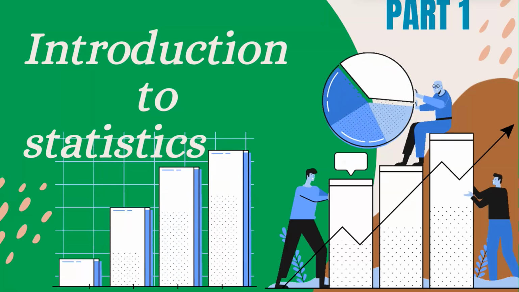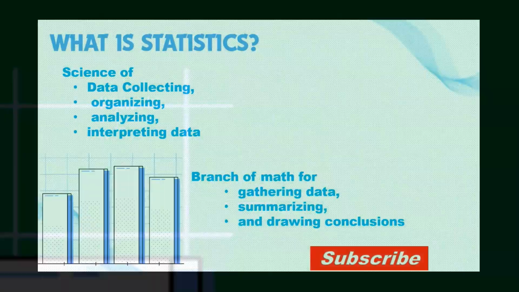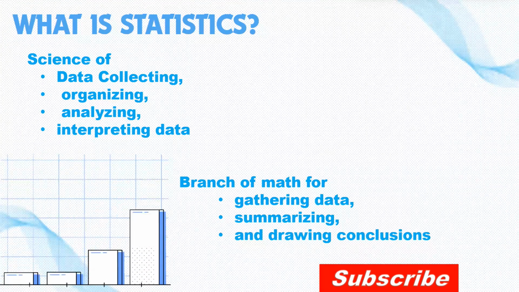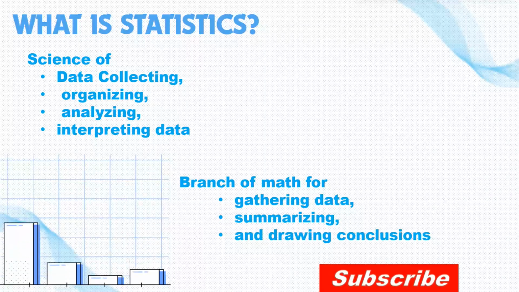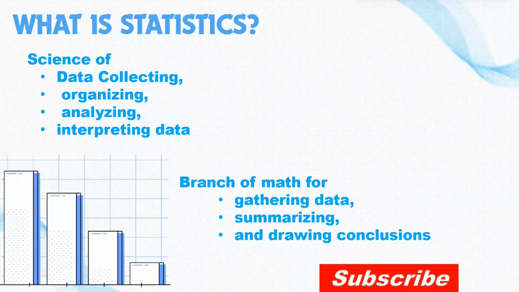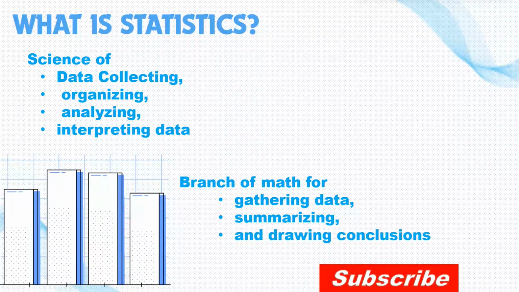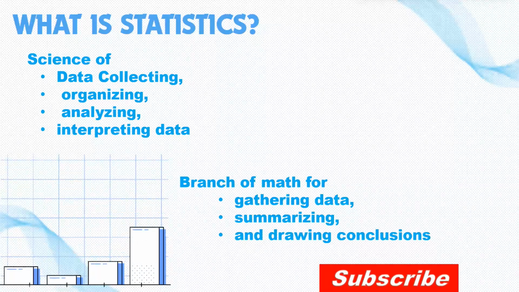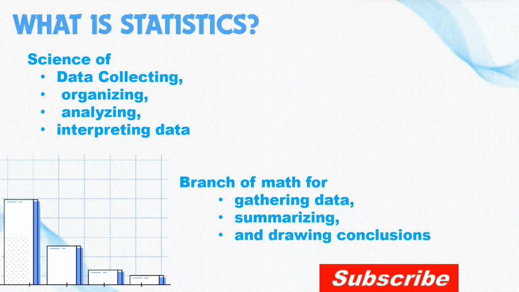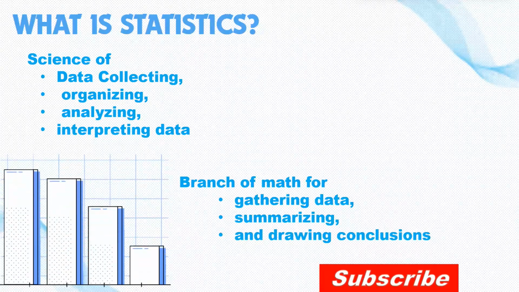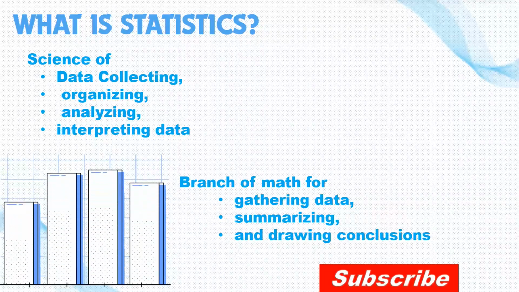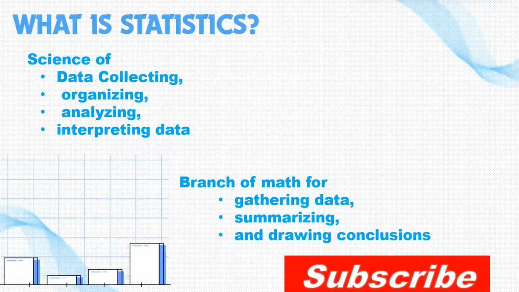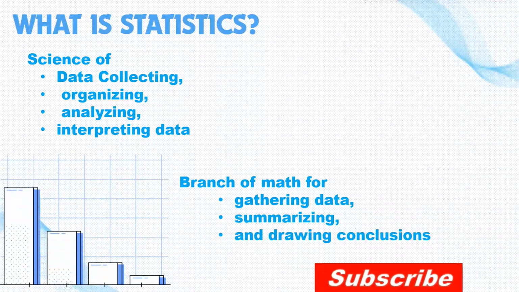So, let's get started. Definition of statistics to start off. Let's clarify what we mean by statistics. In simple terms, statistics is the science of collecting, organizing, analyzing, and interpreting data. It's a field that helps us make sense of the data we encounter every day and supports evidence-based decision-making in numerous fields. In a more formal sense, statistics can be defined as a branch of mathematics that involves methods for gathering data, summarizing and interpreting information, and making inferences from data.